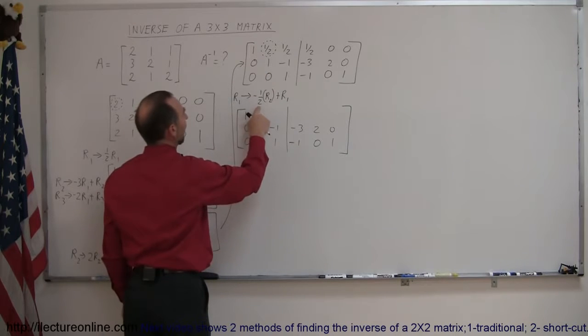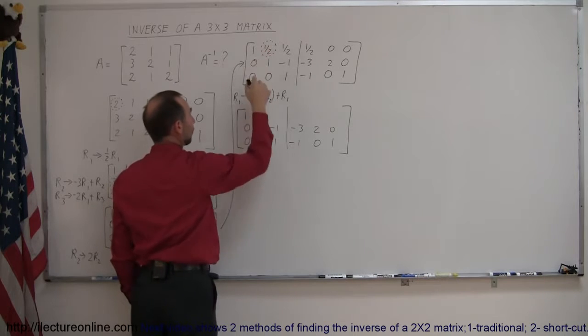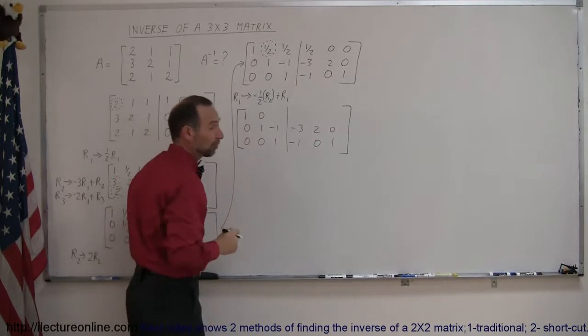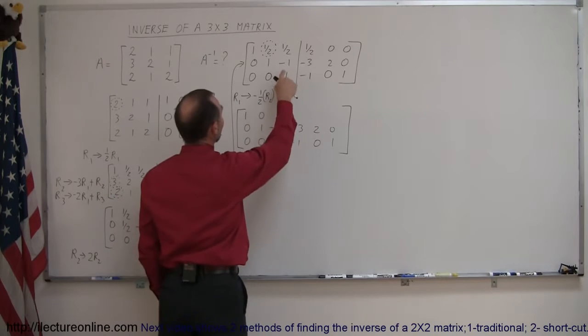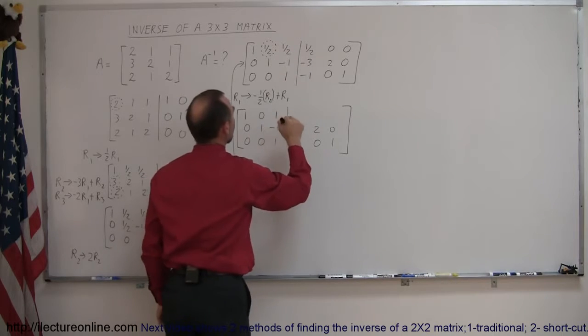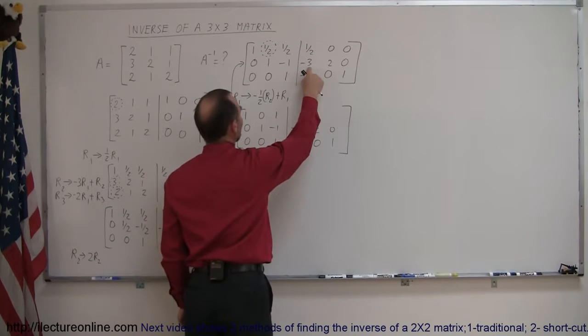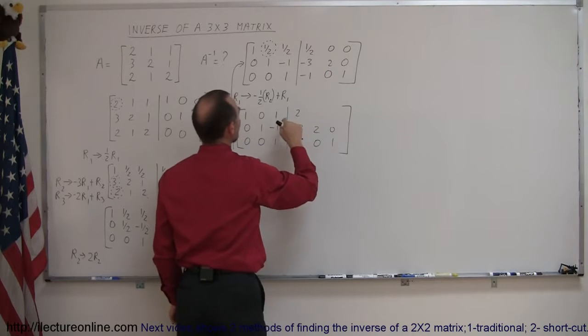So we have negative 1/2 times R2. So negative 1/2 times a 1 is a negative 1/2. Added to 1/2, that becomes a 0, which is what we wanted in the first place. Now we continue on the rest. Negative 1/2 times a negative 1 is a positive 1/2. Added to a positive 1/2, that becomes 1. Negative 1/2 times a negative 3 is a positive 3/2. Added to 1/2, that's a positive 2.